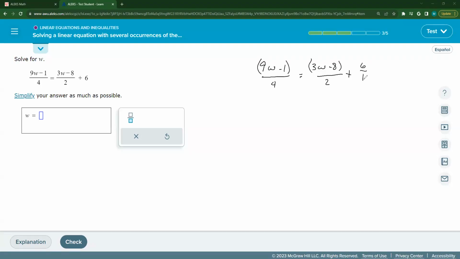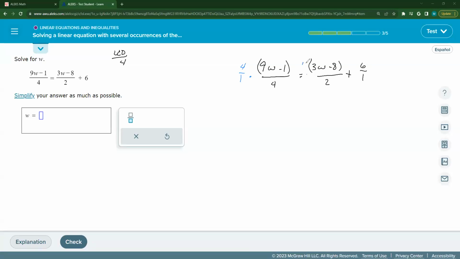So first thing I do is I want everything to be a fraction. My LCD is what number do 4, 2, and 1 all go into, and they all go into 4. So in this case, I'm going to multiply everything by 4 because that is the fast way to do it, and it will help you in later things when we're dealing with algebraic fractions. So I'm going to multiply everything by the LCD over 1.